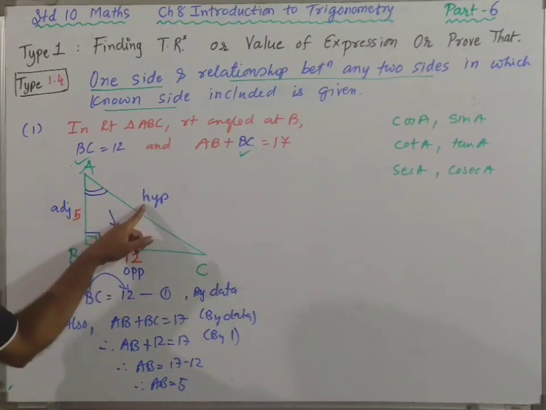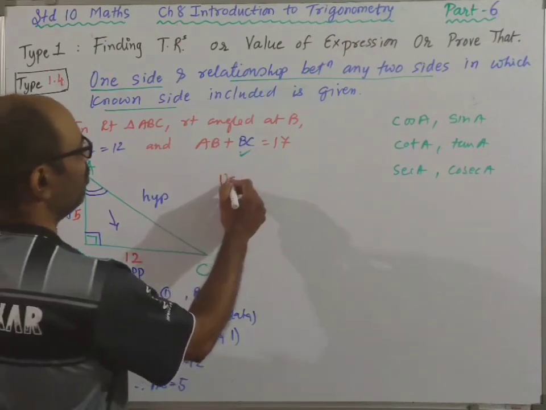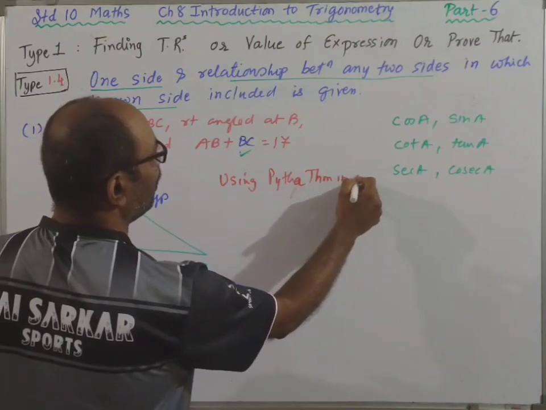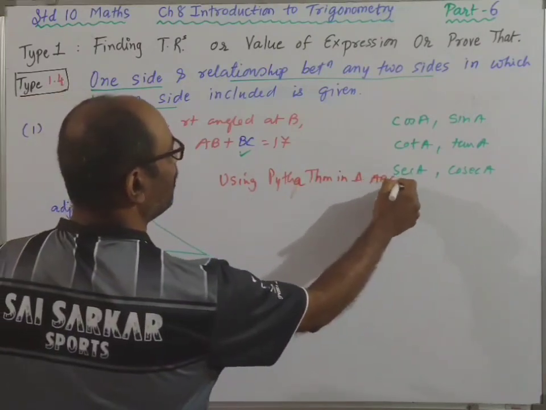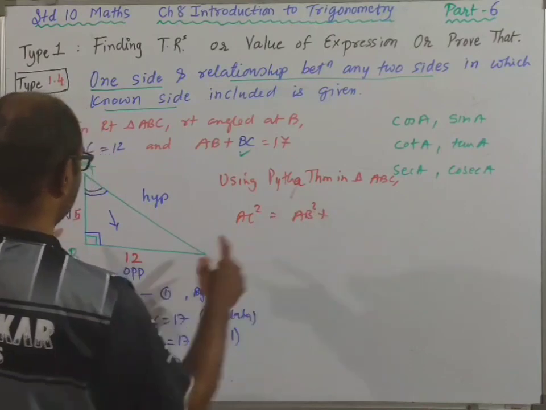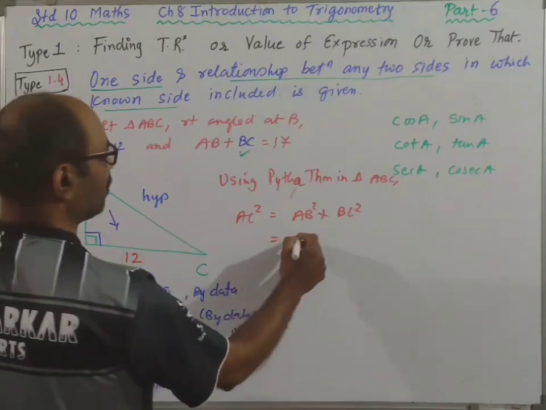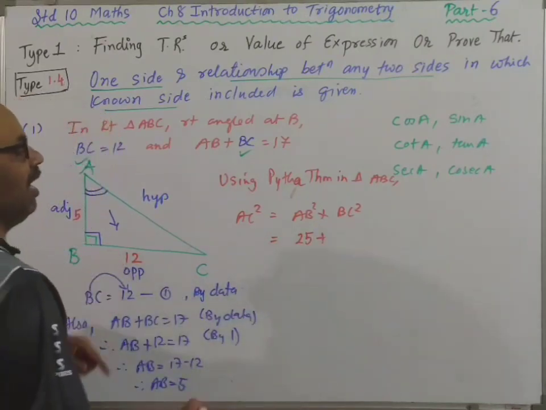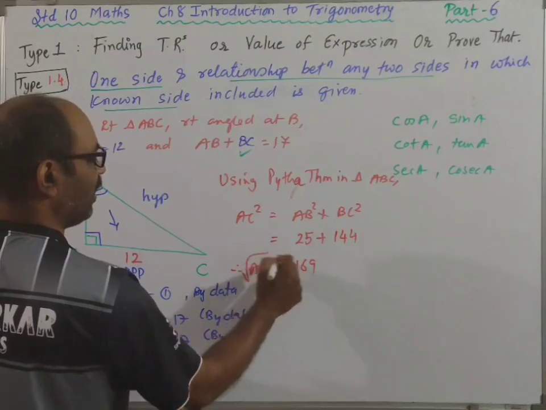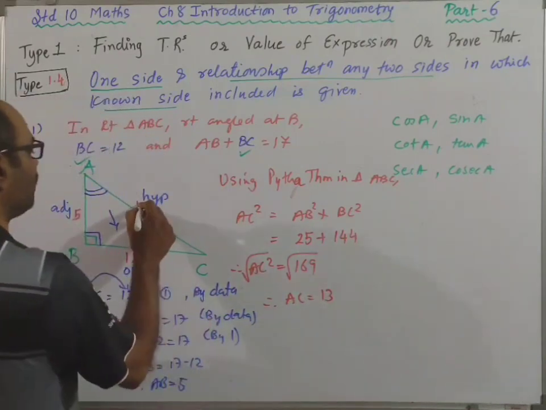Now third side is required. So you can use Pythagoras. Children, are you getting me? Using Pythagoras theorem in triangle ABC, AC square is equal to AB square plus BC square. Now AC square is not known, so equal to 5 square, 25. 12 square, 144. Total 169. That is beautiful perfect square number. Taking square root on both sides, AC. Square root of 169 is 13. So you got this 13.